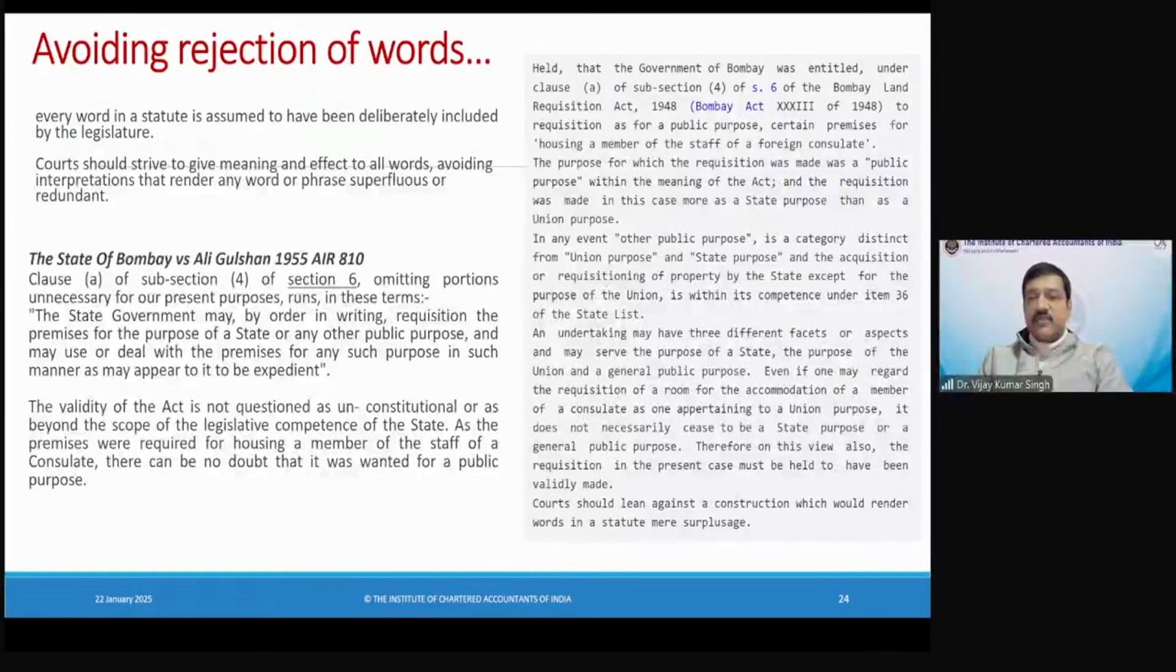So this is the decision which was made in this case. As you can see here, this is the court's decision actually. It says, in any event, other public purpose is a category distinct from union purpose and state purpose, and the acquisition or requisitioning of property by the state except for the purpose of the union is within its competence under item 36 of the state list. So this is the interpretation which the court gave in this case. I hope this is clear to you that while interpreting, there is no need for rejection of the thing.